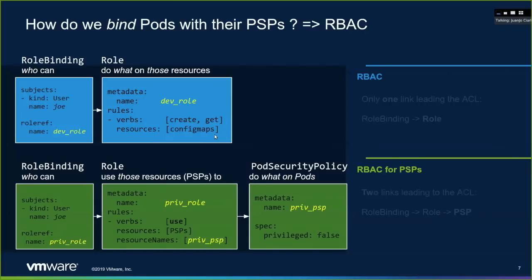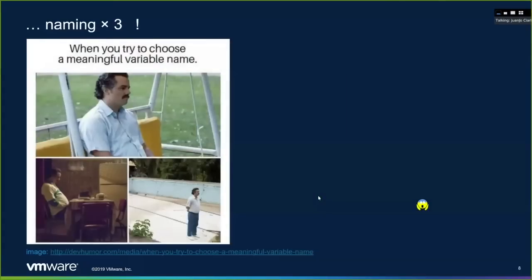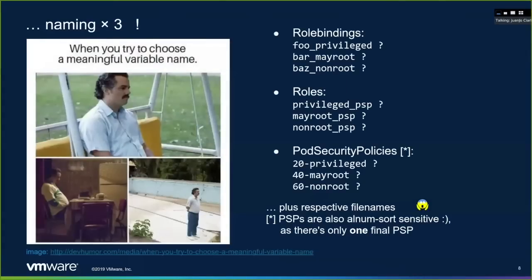It's important to keep in mind this third level of indirection: the policy is actually specifying the PSP itself, and the role is just a kind of binding mechanism between the subject and the final PSP that you will be using. Then you have the issue that, naming is hard, as we already know, and you will have to find names for your role bindings, your roles, and your pod security policies, and there comes the complication, especially when you're trying to deploy them.